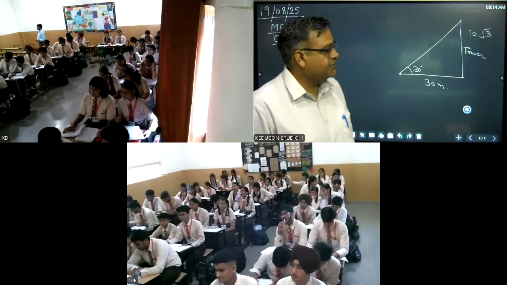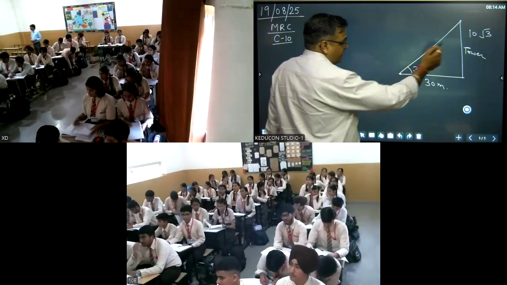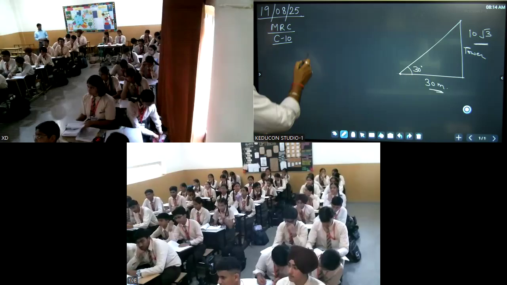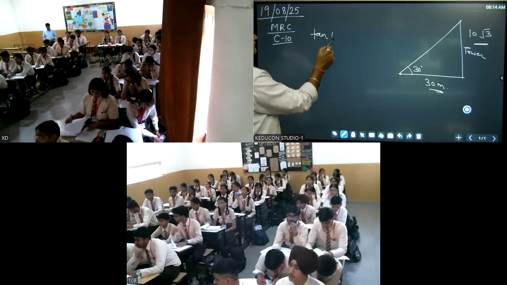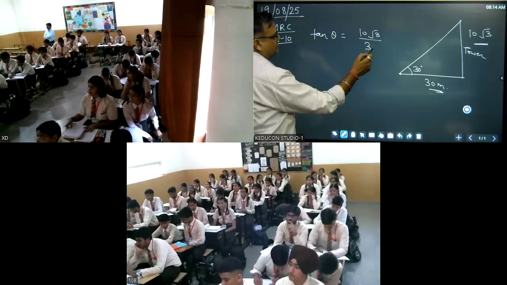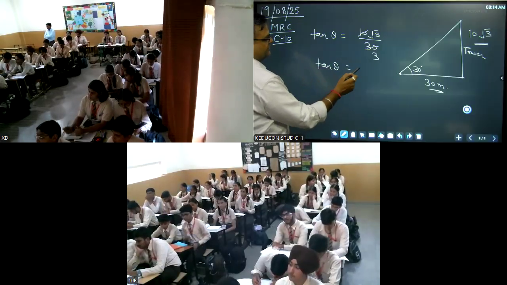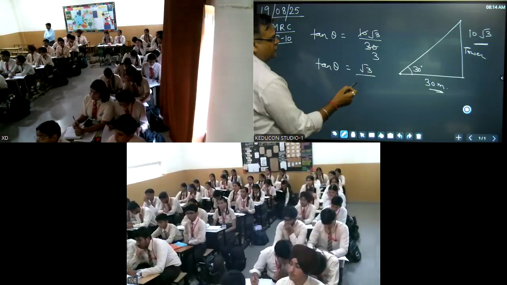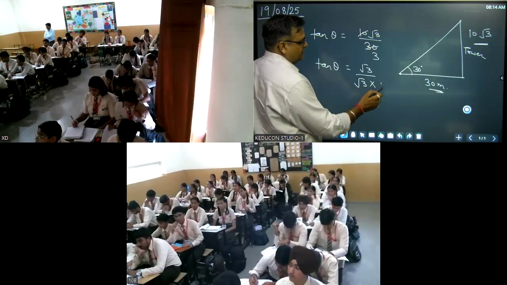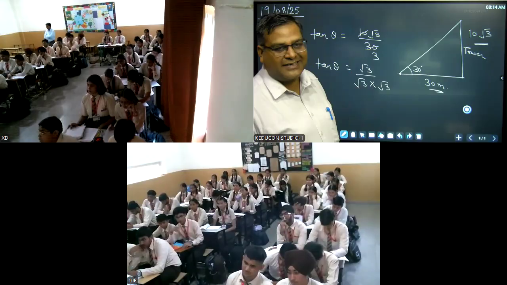How to do this? We can check it in two ways. Either we can take perpendicular and base in the form of tan theta. Let's say if it is theta, so tan theta will be equal to 10 root 3 upon 30. So what it becomes? Tan theta is root 3 by 3. Now 3 can be written as root 3 multiplied by root 3. Is this clear?